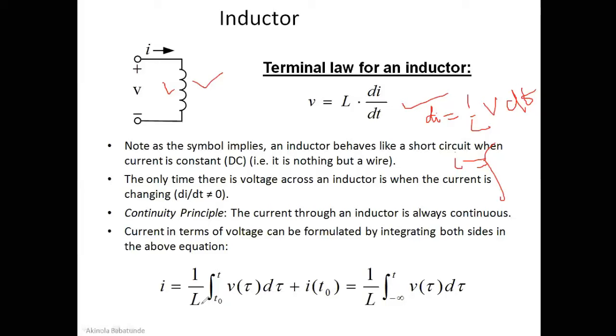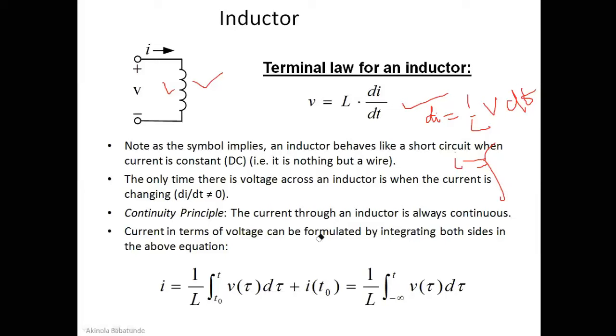Okay, if you want to eliminate this I of t naught, that means you can say that your limit will change to minus infinity to t, and then you just have V of t dt. Once the limit changes to minus infinity to t, this is no longer relevant. So this is another expression via which you can use to find current.